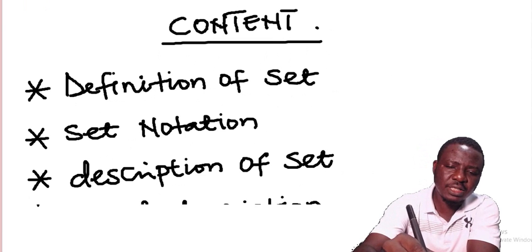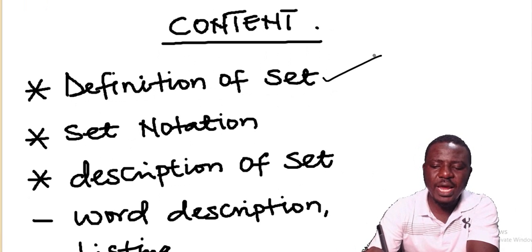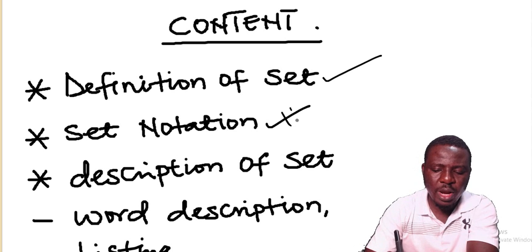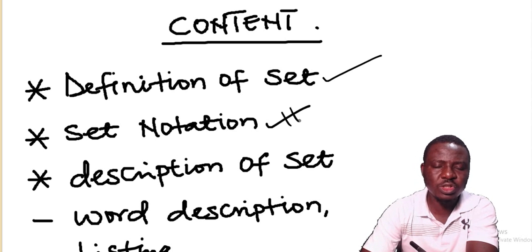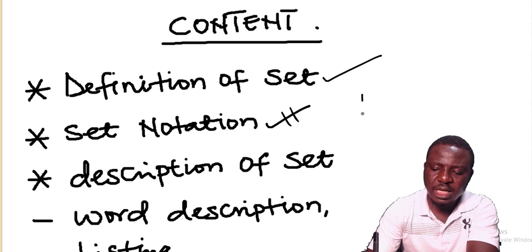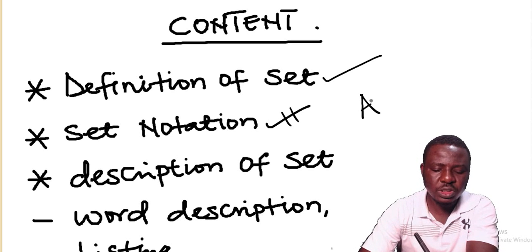At the previous class, we were able to look at the definition of set, where I defined set. Set can be defined as a group of well-selected items based on specific characteristics that differentiates them from others. We also looked at set notation, where I gave you the different notation used in set. As a reminder, I told you that set can be represented using capital letters A to Z.